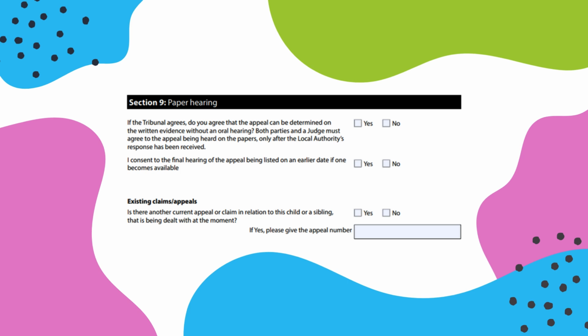The next question asks if the person making the appeal would be happy with the hearing being listed at an earlier date if one becomes available. The person making the appeal should tick yes or no for this question. The final question in Section 9 asks if there is another current appeal or claim in relation to the child or young person or a sibling that is being dealt with at the moment. If the answer is yes, details then need to be provided in the last box.